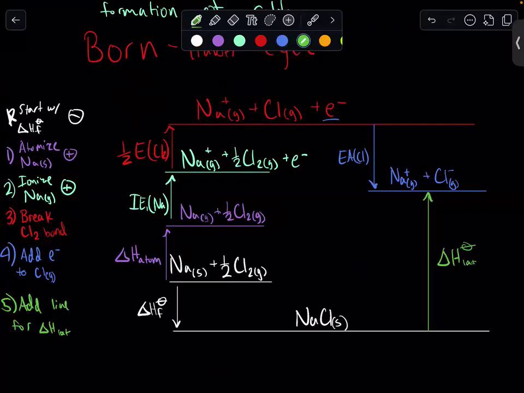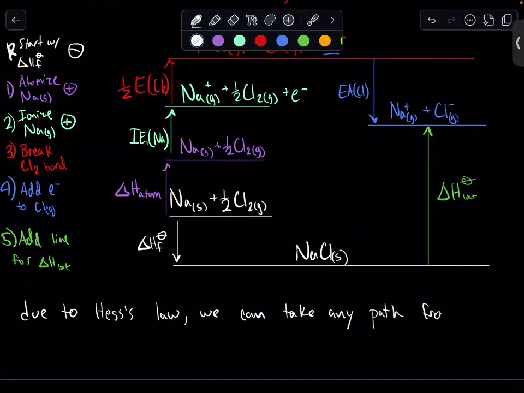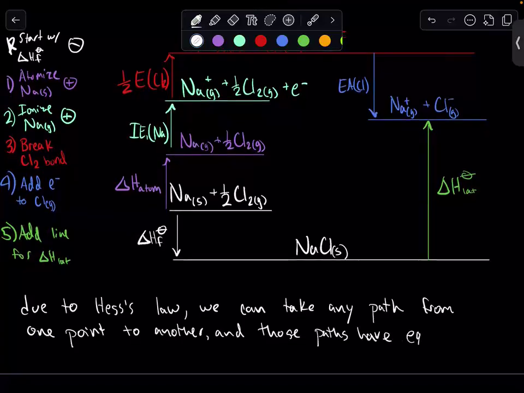So how do we actually use this in conjunction with Hess's law? So this is the real struggle. But due to Hess's law, we can take any path from one point to another, and those paths have equal energy change.